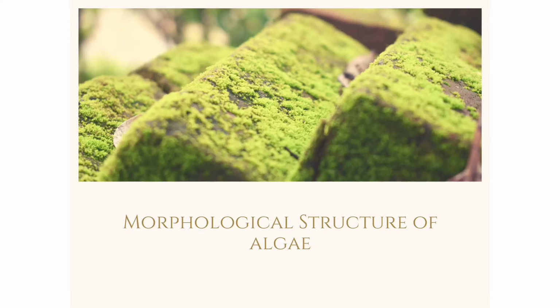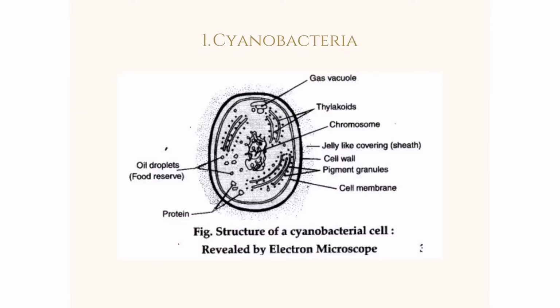Morphological structure of algae. Cyanobacteria. Cyanobacteria are prokaryotic oxygenic phototrophs that contain a green pigment called chlorophyll and a blue photosynthetic pigment called phycobilins. Prokaryotic means they don't have a membrane-bound nucleus, mitochondria, or other type of membrane-bound organelle. A phototroph is an organism that uses energy from the sun to synthesize organic compounds for food.